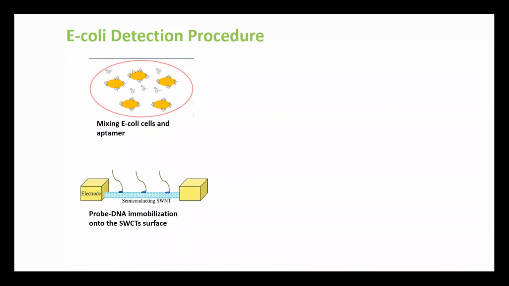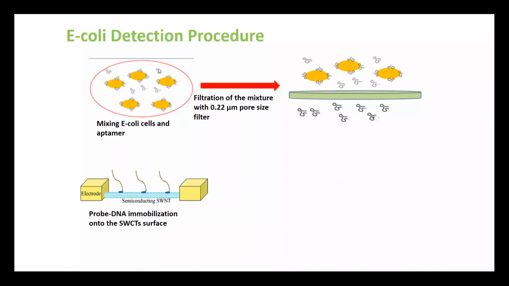So in a separate place, we mix the E. coli cells and aptamer. And then after this binding for a while, we filter this mixture through a 0.22 micron pore size filter. The E. coli cell has a diameter of 0.4 to 0.5 micron, so they can't pass through these small pores. Just the unbound aptamer passes through. Some of the aptamers bound to the E. coli stick on the top of the filter.